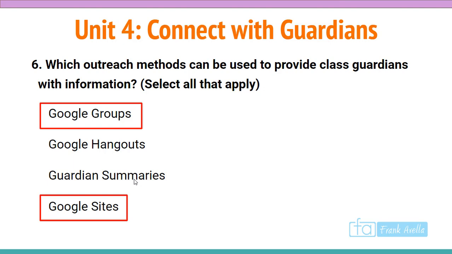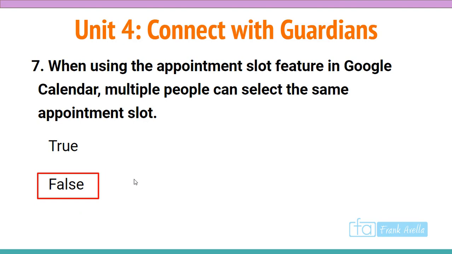Which outreach methods can be used to provide class guardians with information? Oh, remember we talked about this. This was the second one, I think, right? So we're talking about the class-wide information. We said Google Groups and Google Sites. And when using the appointment slot feature in Calendar, can multiple people select the same appointment slot? No, right? We just did that, right? So once a parent takes that slot, it's gone.